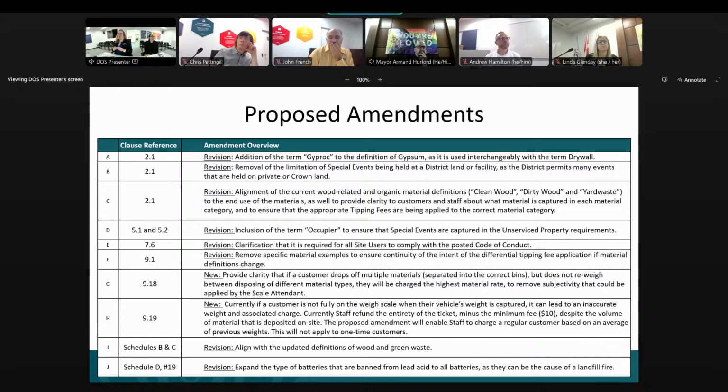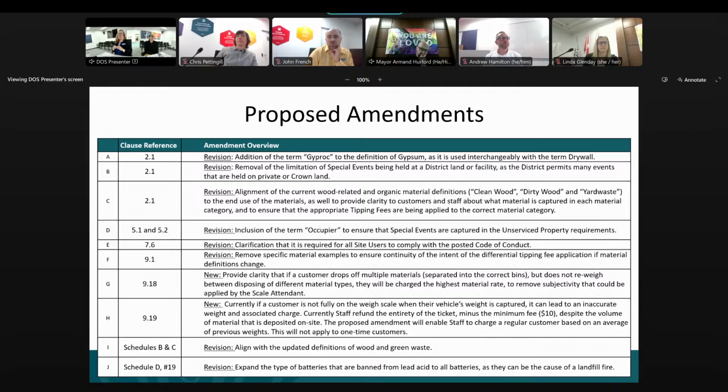It doesn't happen frequently, but we need a mechanism to be able to recoup some of the money that we are currently losing through this action. And then the last two, Schedules B and C, is truly just minor amendments to reflect the changes. It's funny, you change one definition and there are after effects. And this is again just aligning with those wood waste definitions.